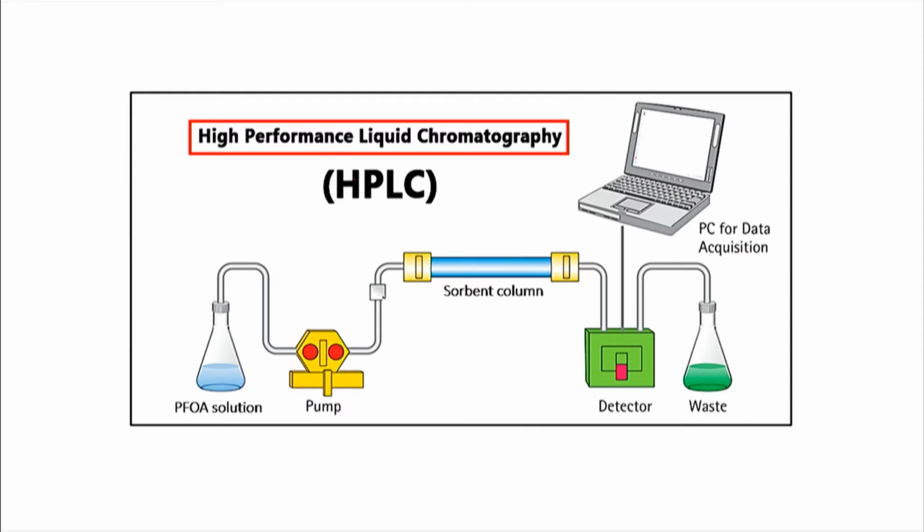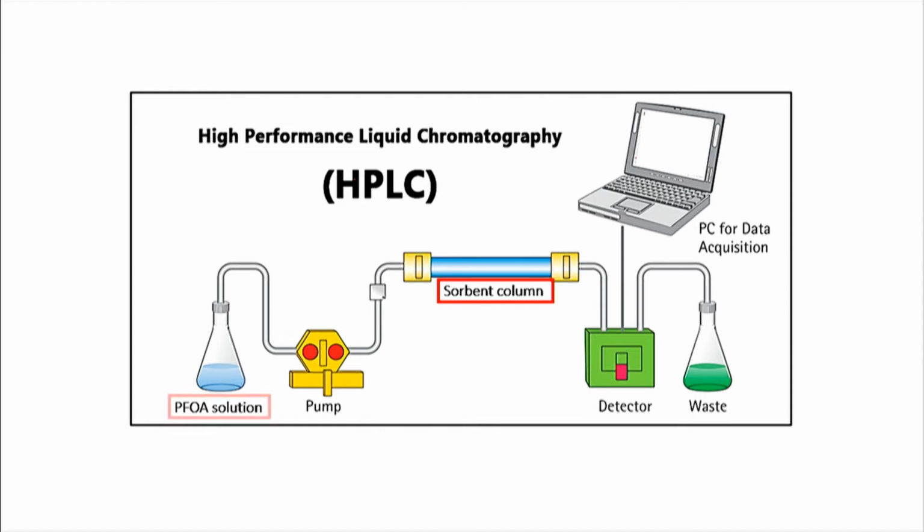To test the PFAS absorption capacity of my synthesized polymer, I use an equipment called HPLC, High Performance Liquid Chromatography. Here is how it works. At first, I pack my synthesized polymer into a sorbent column that is assembled in the HPLC system. And I purge PFAS through the column by a pump. I use PFOA as the representative of PFAS compounds. At the very beginning, all PFOA should be retained in the column, so nothing will go to the detector. That's why on the computer, at the beginning, we will see an initial plateau.